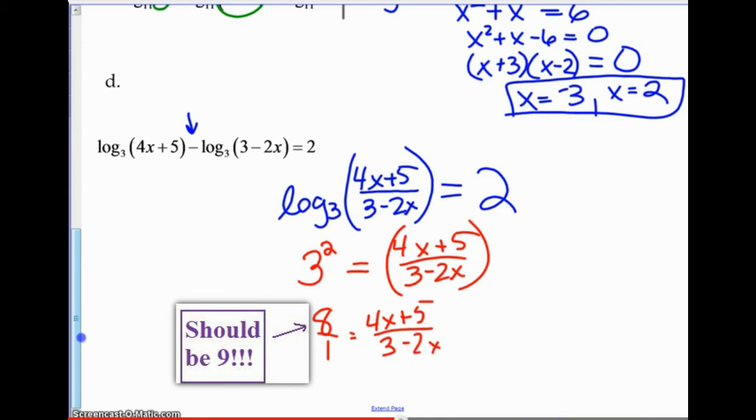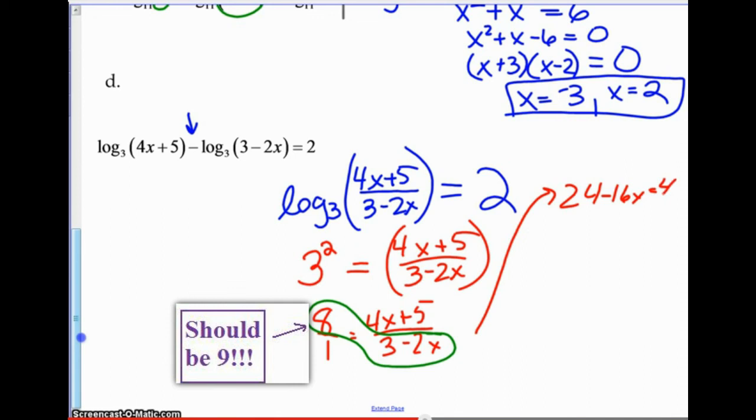And what I can do now is cross multiplication. These two multiplied across each other will equal the other two multiplied across. I'm going to come up here to solve this. And so what I get is 9 times the 3, or 27, minus 18x. So I multiplied the 3 and the minus 2x by 9, and that must equal 4x plus 5. I'm sorry, I ran out of space.